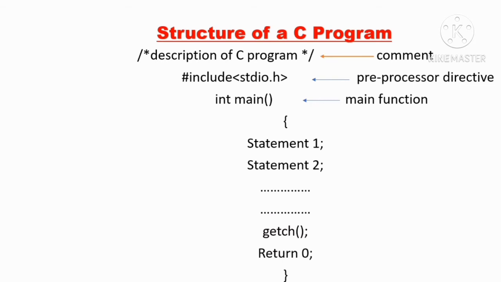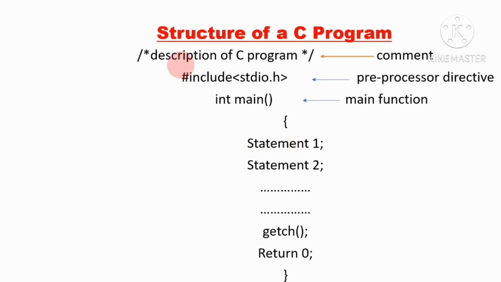And the last one is return 0. Return 0 is used for the exit of your main function, and 0 means it is expected that your function has no error. That's why return 0 is used.